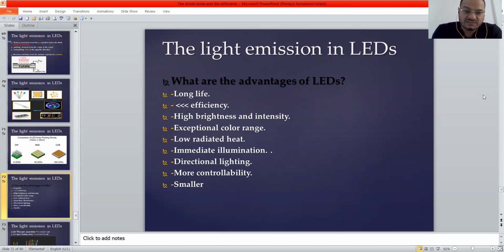Now let's talk about the advantages: long life, efficiency, high brightness, wide color range, low radiated heat, immediate illumination, directional lighting, more controllability, and smaller size. High efficiency, smaller, available cost. That means it's safe. That means available. That means a great thing. We can use it in our industries and it will be available to anyone.